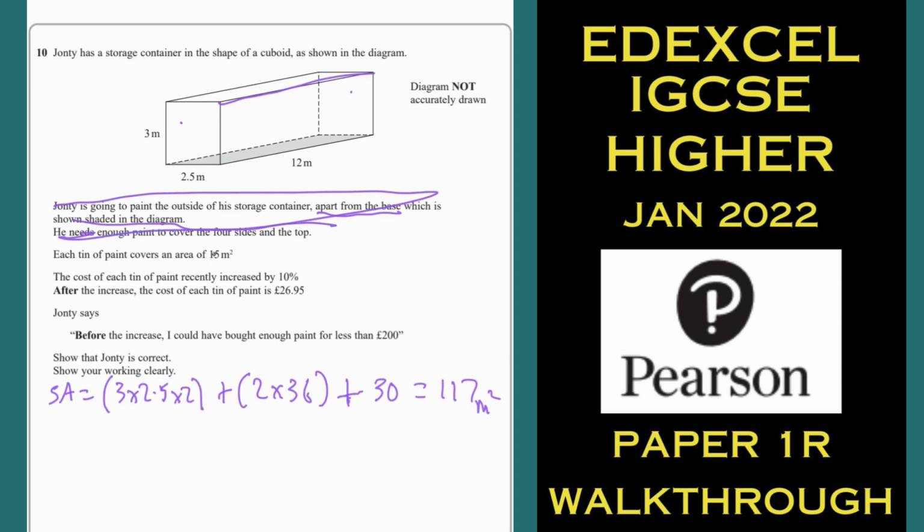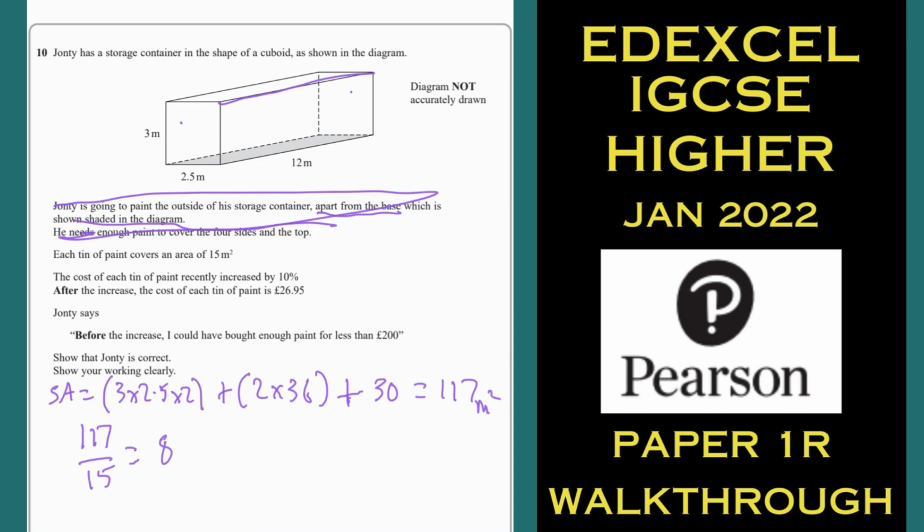So there you go. So all this waffle, you need enough paint, waffle. Each tin of paint covers an area of 15. Don't read on. Do some maths. Total surface area divided by 15 gives you 7.6 recurring. We have to round up. Even if it was 7.1, it would round up. We're not leaving something unpainted. So he's going to need 8 tins of paint.